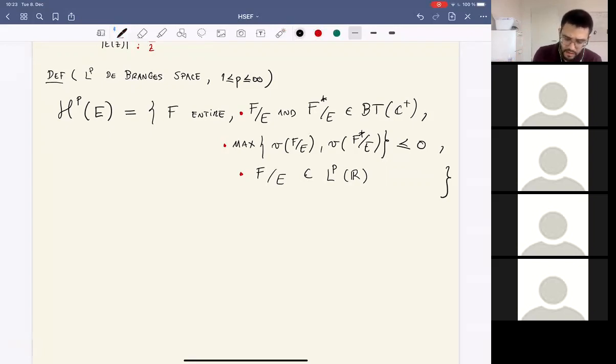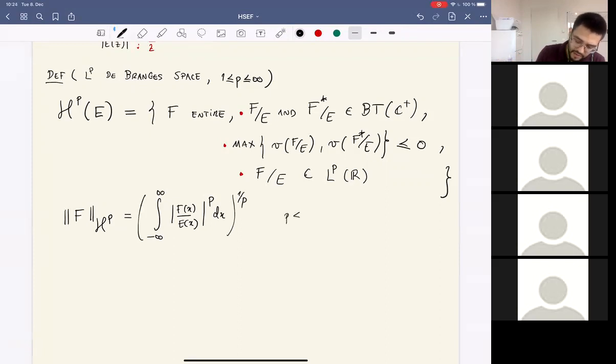Okay. So that's the space, and what's the norm? We're going to put the norm of F in this space, and you always drop the E here if E is to be understood by the context. This would be, of course, just this thing, if P is finite. And if P is infinity, oops, if this is infinity, then there is just a sup on the real line of F over E of x. Okay.